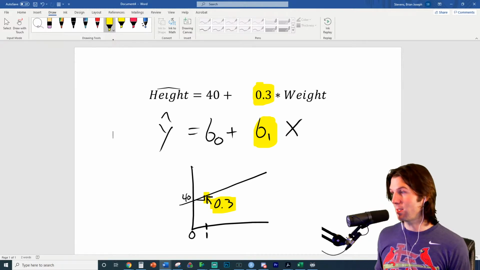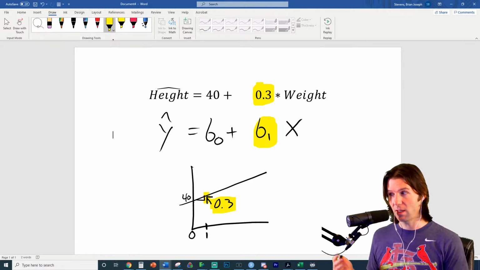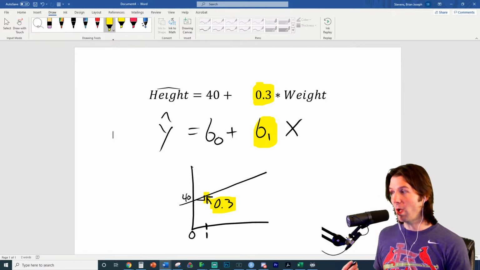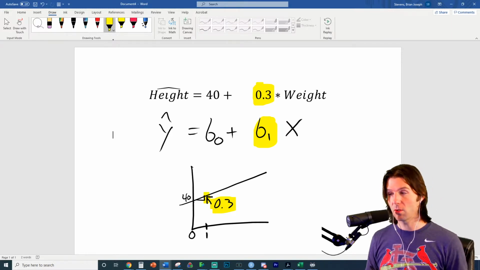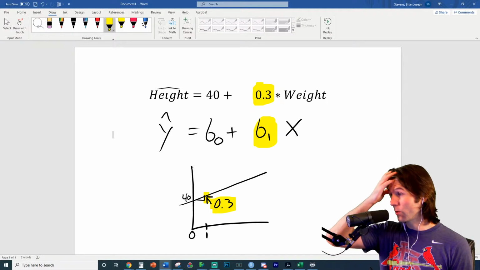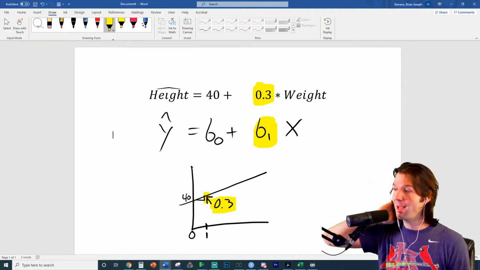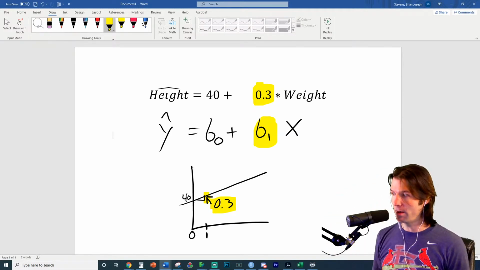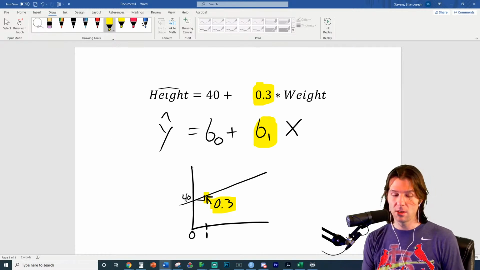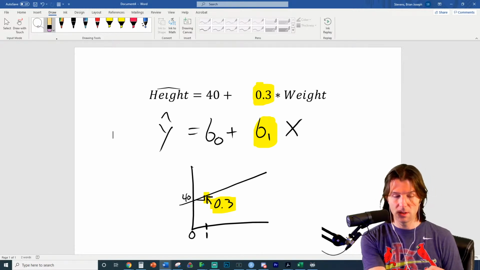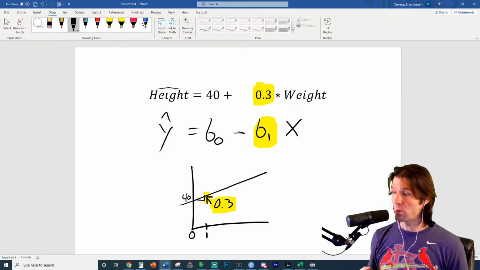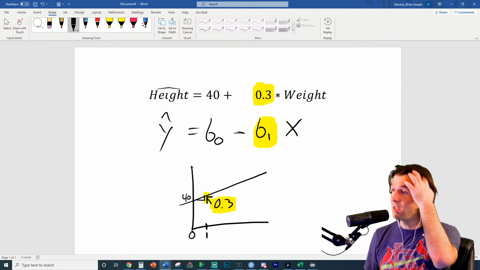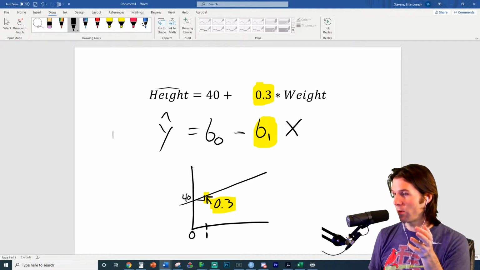A good way to remember this is for each 1 unit increase in x, because it's b1, we expect y to increase by b1. So make sure you have these interpretations. I've got them in a lot of the notes, but for each 1 unit increase in x, we expect y to increase by b1 on average. Now be careful, it could be a decrease. I do say increase, but if this is negative, you do need to say for each 1 unit increase in x, we expect y to decrease by b1 on average.